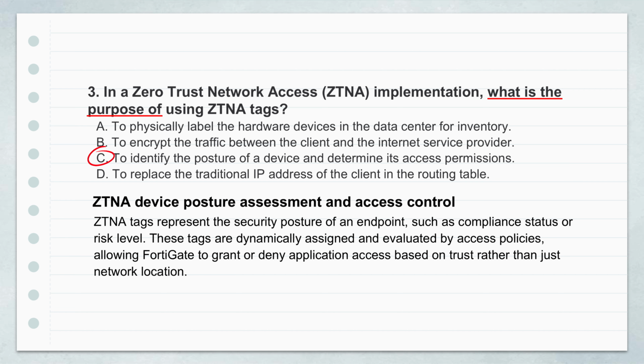Bob might log in at 8 a.m. with a compliant tag. He gets access to the HR database. At 10 a.m., he turns off his antivirus to install a game. The ZTNA client sees that, reports it, and the tag on the firewall instantly flips to high risk. And the policy says high risk equals block. Exactly. Bob is kicked out of the HR database.